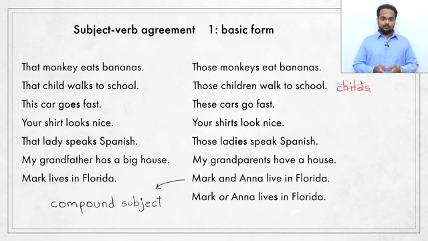There is another type of compound subject connected by or. Mark or Anna lives in Florida. Now notice that we have a singular verb, lives. This is because the conjunction or means that either Mark or Anna, one of those two, is in Florida, not both of them. So only one person lives in Florida. So the subject is considered singular and the verb is also in singular form.